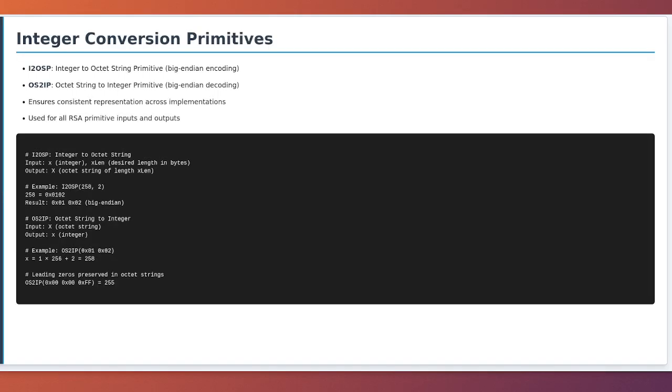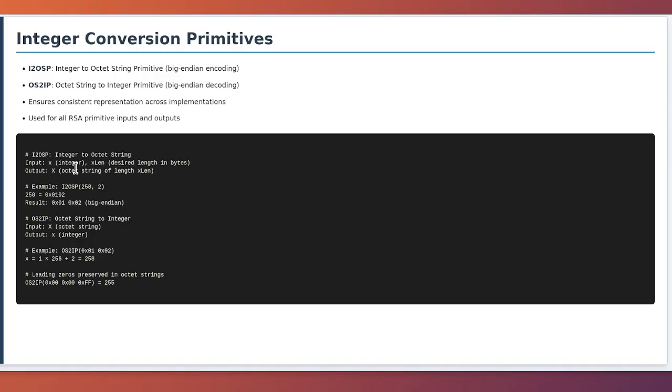Integer conversion primitives. RFC 8017 defines two fundamental primitives for converting between octet strings and integers. These are I2OSP, which converts an integer to an octet string, and OS2IP, which converts an octet string to an integer. These might seem trivial, but using them correctly is essential for interoperability between different RSA implementations.